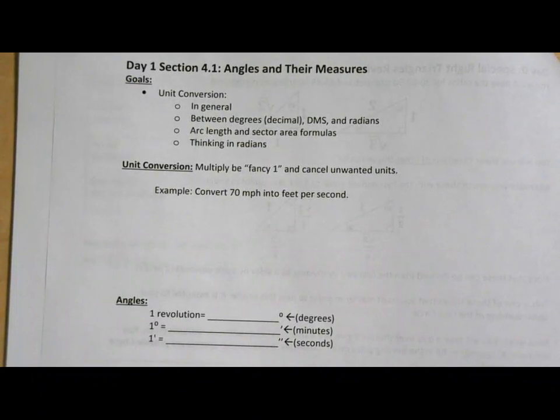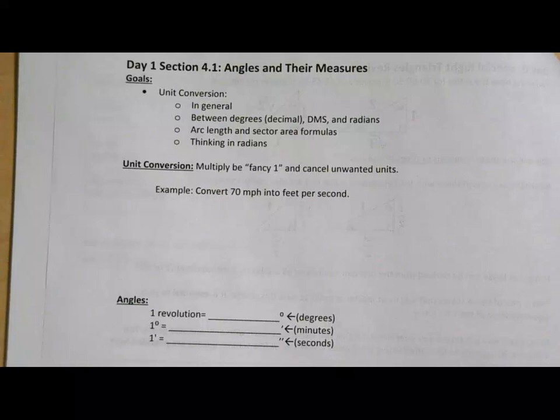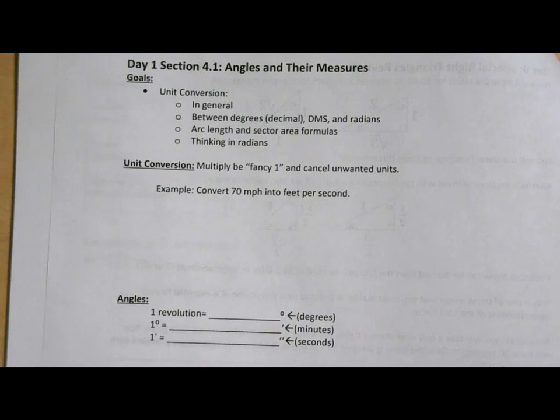And then we'll be converting some angle measurements. I need you to freely be able to convert between degrees, like a decimal degrees, like 53.2 degrees, and then degrees, minutes, seconds. So 52 degrees and 18 minutes and 16 seconds, and then radians. Have you guys heard of radians before? It's usually Algebra 2 where they introduce that concept. We'll be thinking a lot in radians in this course. And then we're going to get into some formulas for arc length and sector area. But let's start with unit conversion.